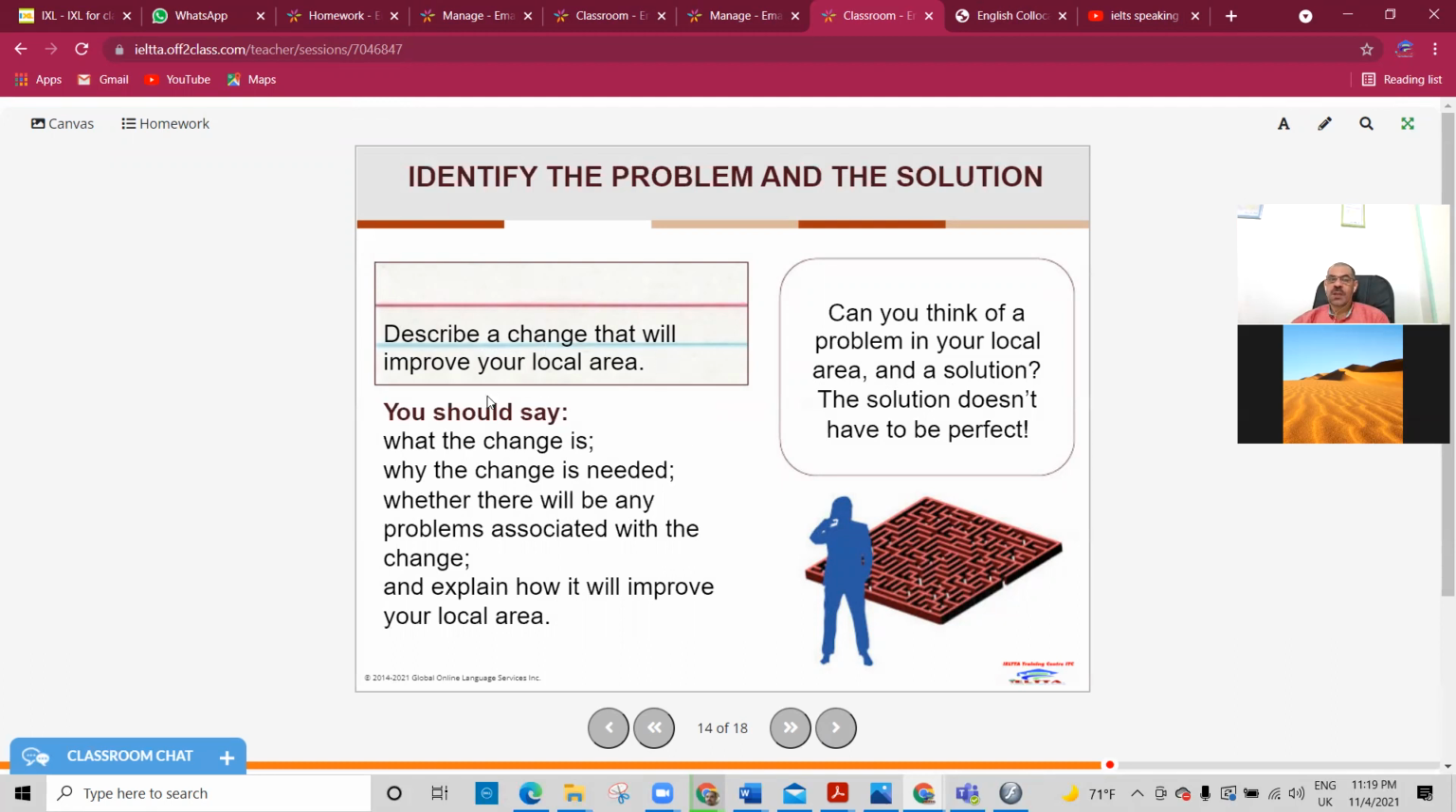Describe a change that will improve your local area. So here you should think about a problem in your local area, in your city, and a solution. And لما أقول describe a change, يعني there is a problem, you should find a solution for. What the change is, why the change is needed, whether there will be any problems associated with the change. Explain how it will improve the local area.